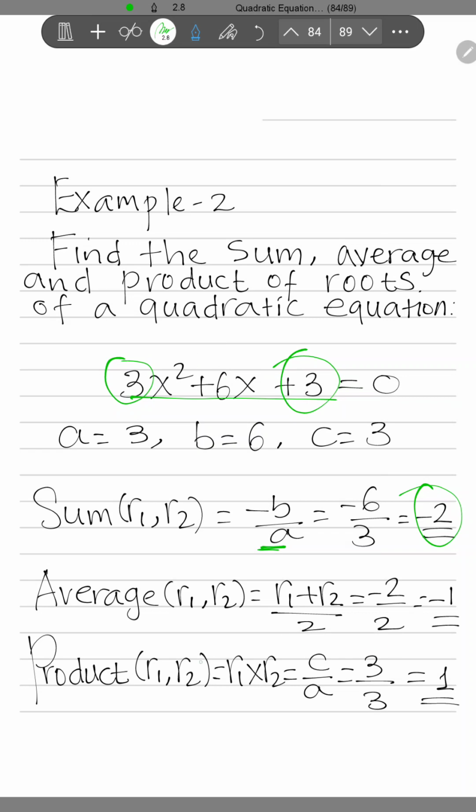C over a, it should be, which one is this one? The average, this is the average here, sorry. When we have the sum here, and then half of the sum is the average. The product is 1, that's correct.